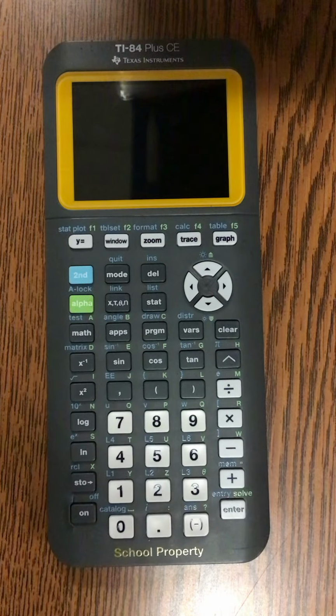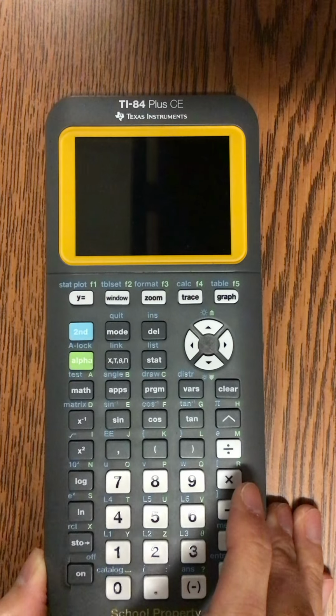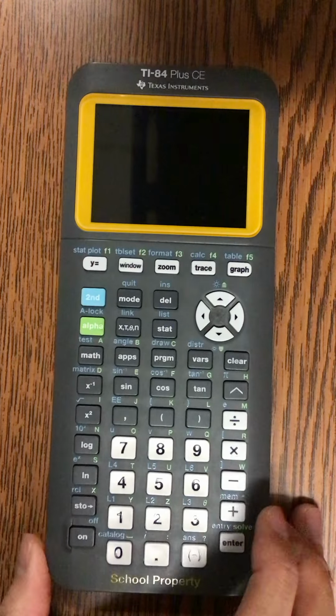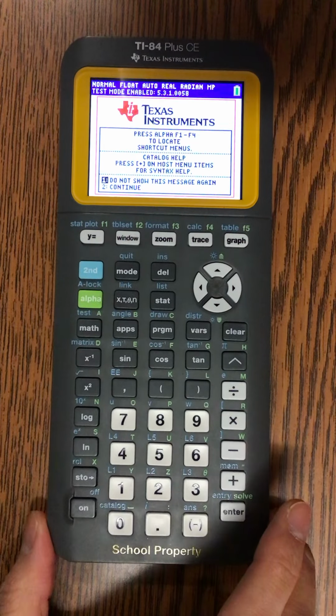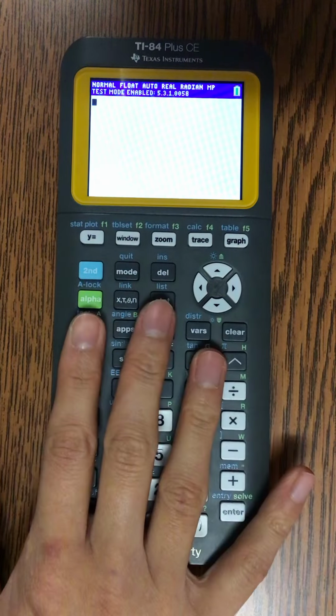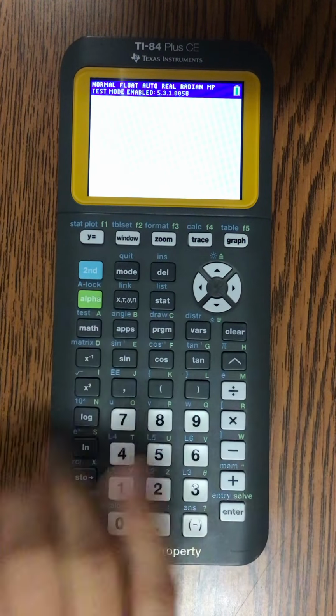Hi guys, we're going to talk about the TI-84 Plus CE Texas Instruments calculator and the important functions you need to know. First off, the on button is right there, and let's say you were stuck on the screen and you would like to reset your calculator so that it's brand new.